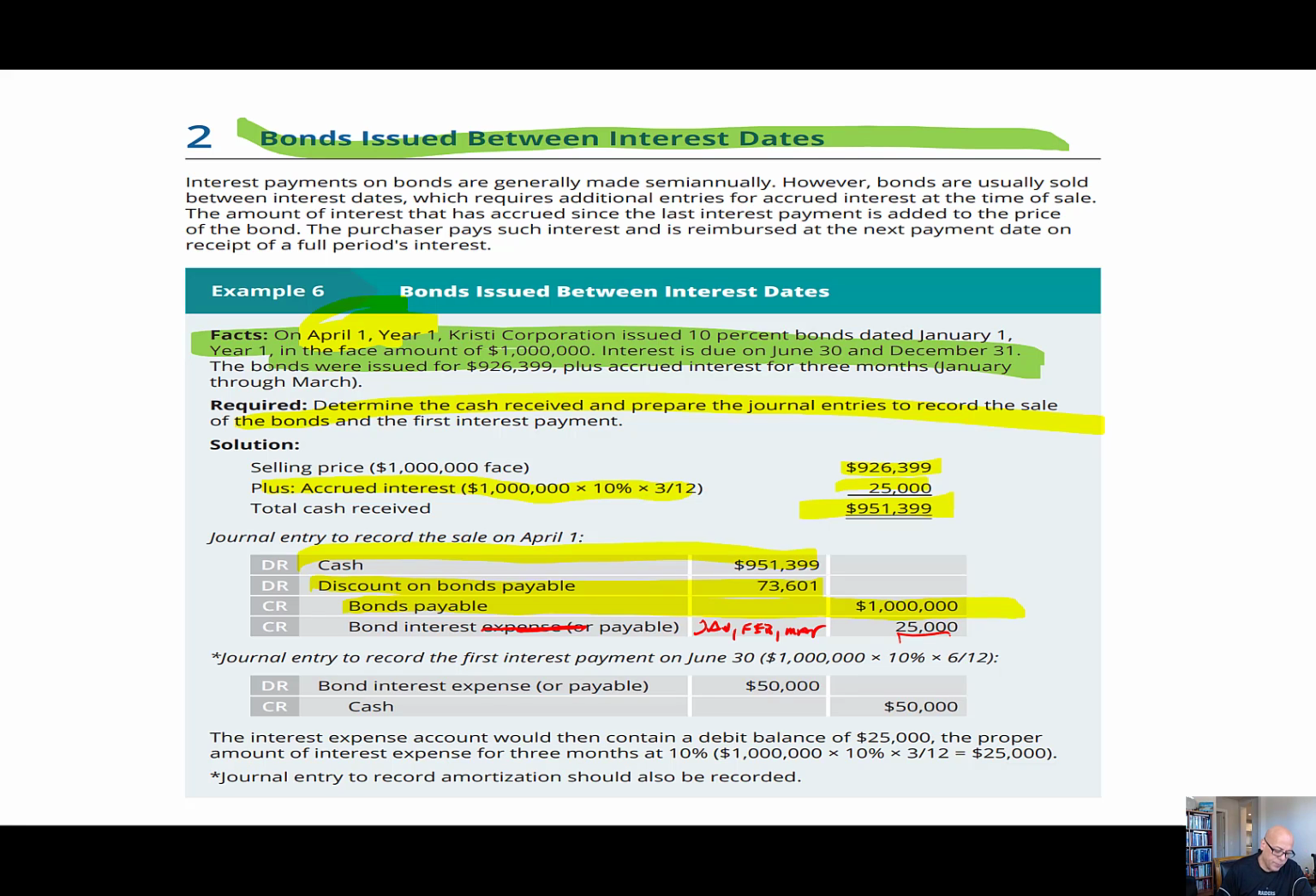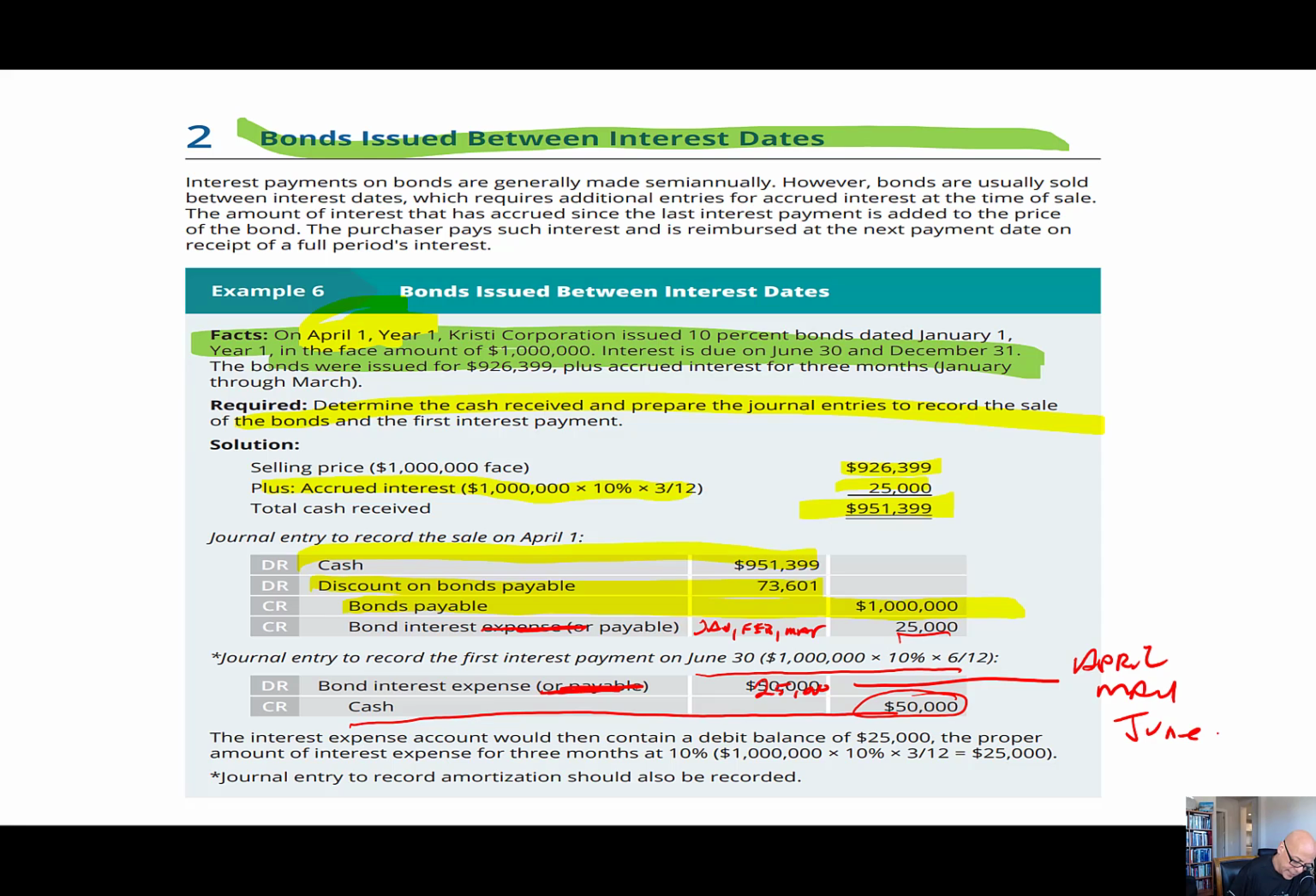And then when June 30th comes, isn't this cool? You only have to pay, you pay everybody the $50,000, okay? And you would debit bond interest, and let's go ahead and make this bond interest expense, I guess, $25,000. Now that's $25,000 for what? That's April, May, June, right? Okay, that's for all of April, all of May, all of June.